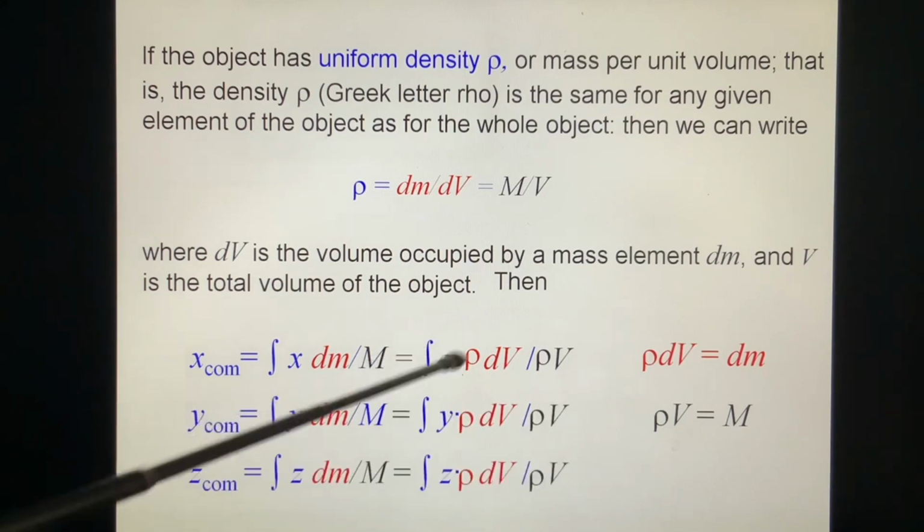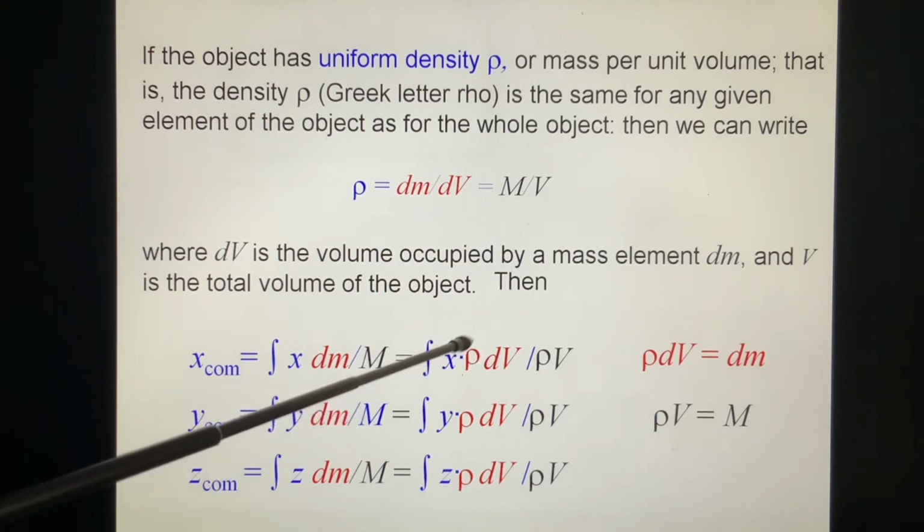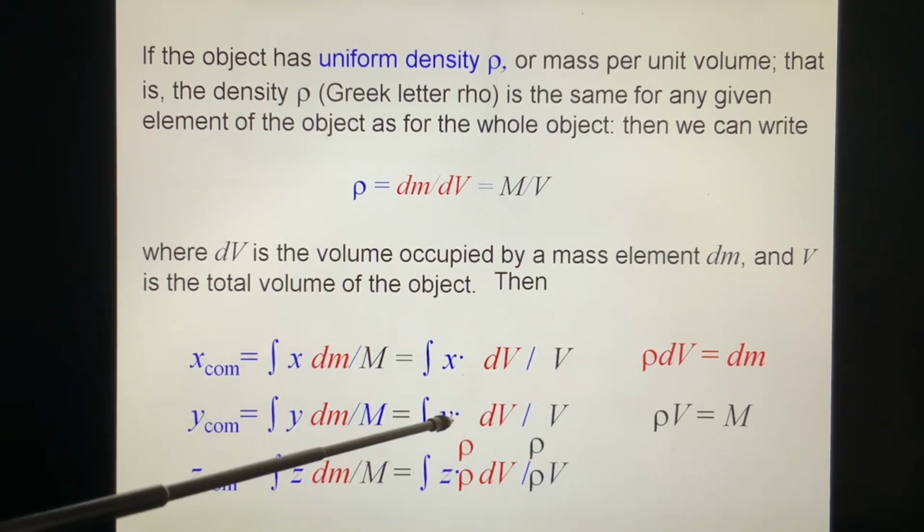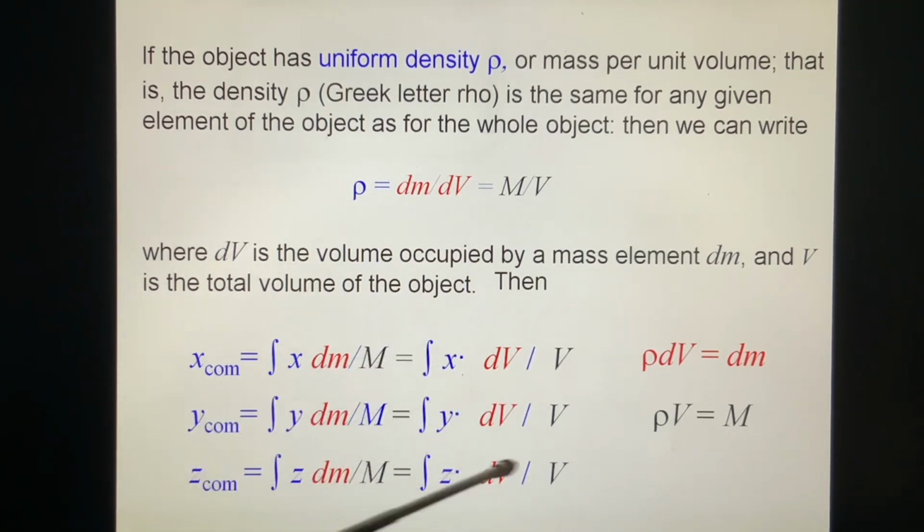Here we see rho in the numerator and rho in the denominator. They are the same, so we cancel them out. Same thing for y and z. We can use this integration to find x com, y com, and z com.